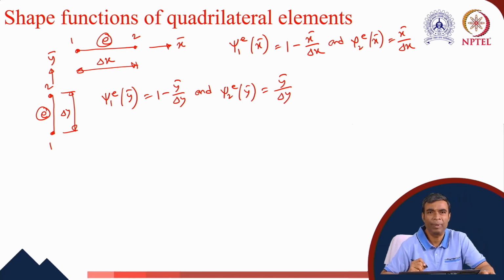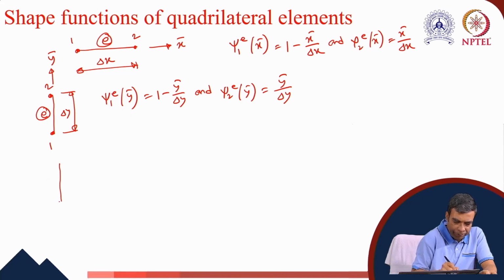So in the previous weeks, we have mentioned that the tensor product or outer product of two-noded bar elements can be used to construct the shape functions for the four-noded quadrilateral elements or for the higher order elements which are of Lagrangian type. So we shall use the outer product of these two sets of shape functions for constructing the shape functions of bilinear quadrilateral elements.